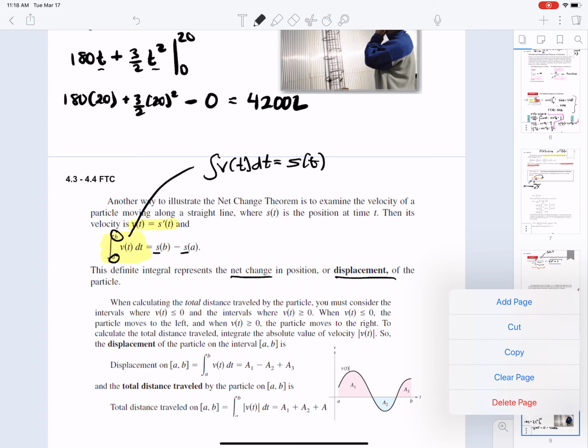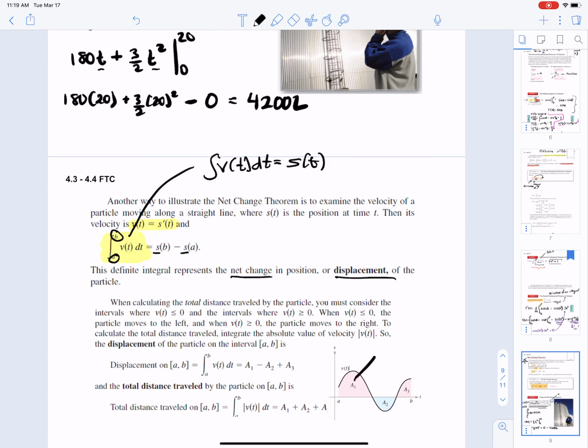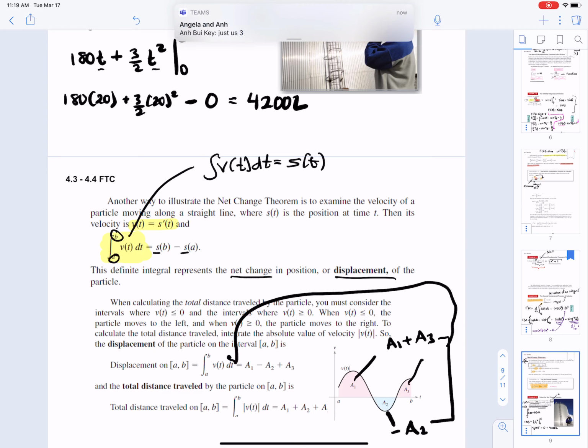So if I have positive areas, these positive areas would get added together. And then if I have a negative area, this area needs to get subtracted off. And these together would give me sort of the total displacement in the time interval.